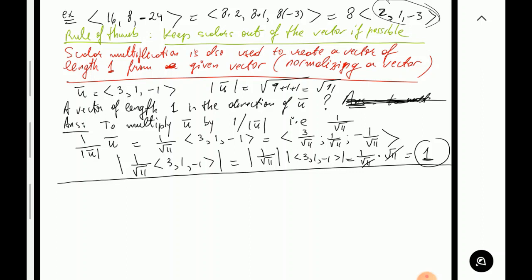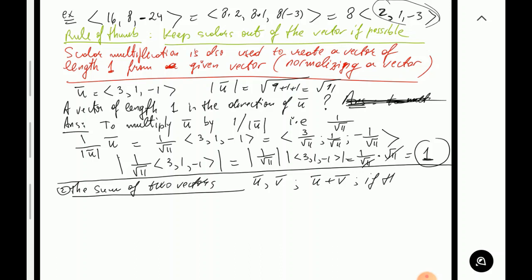So let's finally move on to define the sum of the two vectors, the other operation of vectors, or vector addition. And I'm going to use, again, a definition which is very intuitive, geometrically speaking. So given u and v, two vectors, we're going to define u plus v in the following way.